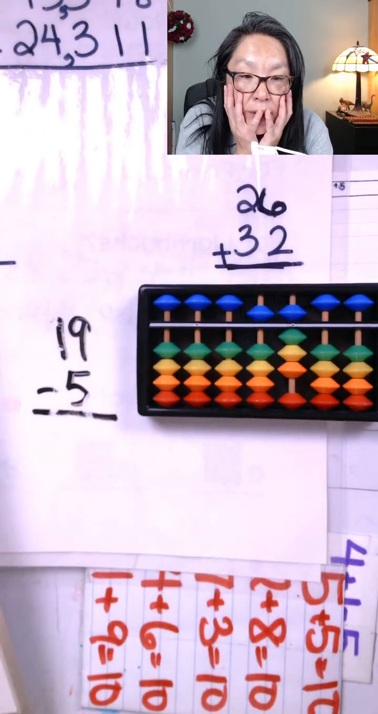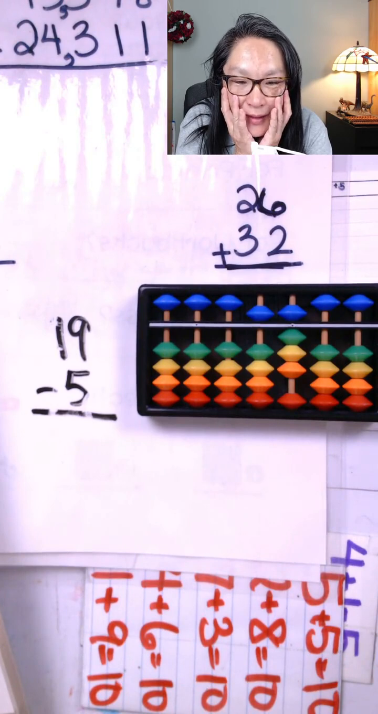Thank you, Melinda. We need more practice with 3-digit regrouping. Is that what we're doing?